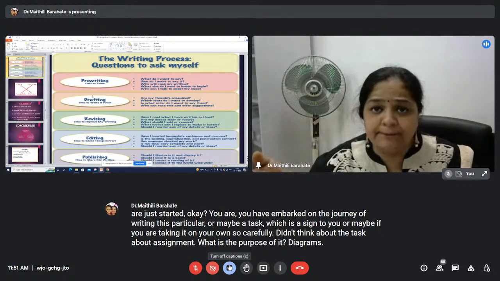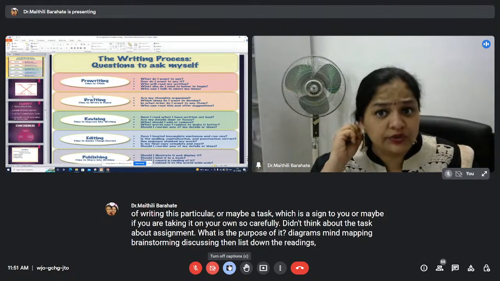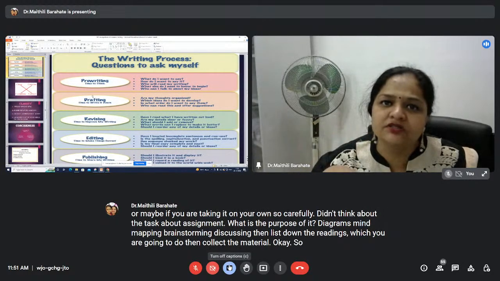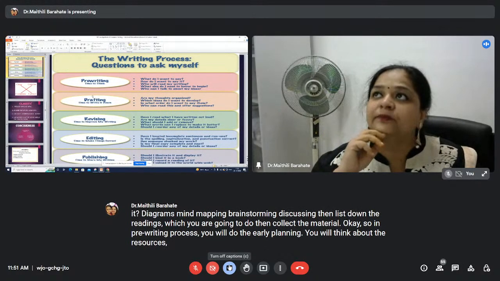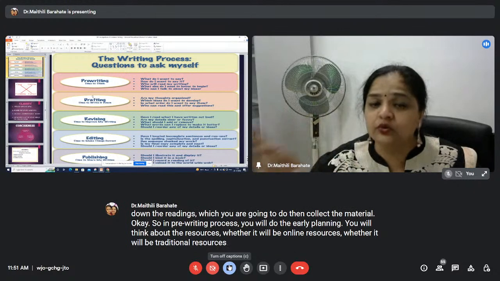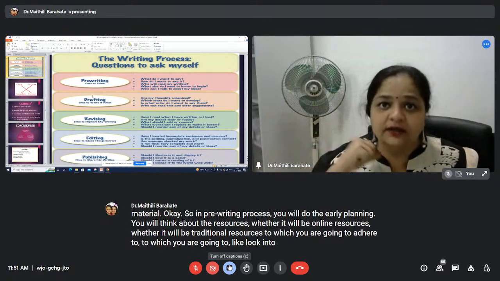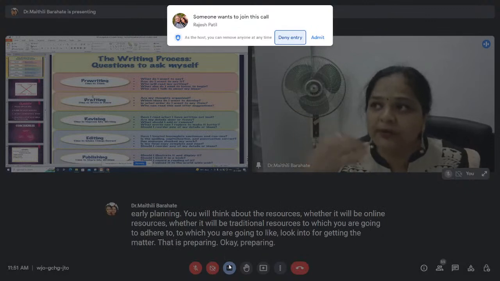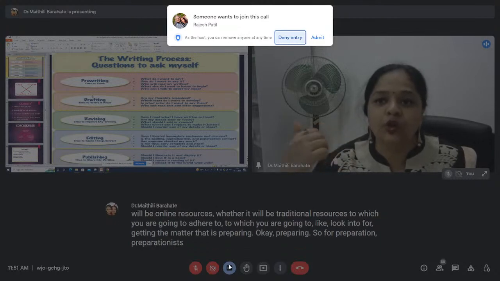Diagrams, mind mapping, brainstorming, discussing, then list down the readings which you are going to do, then collect the material. So in the pre-writing process, you will do the early planning. You will think about the resources, whether they will be online resources or traditional resources, which you are going to look into for getting the matter. That is preparing. Preparation is pre-writing.